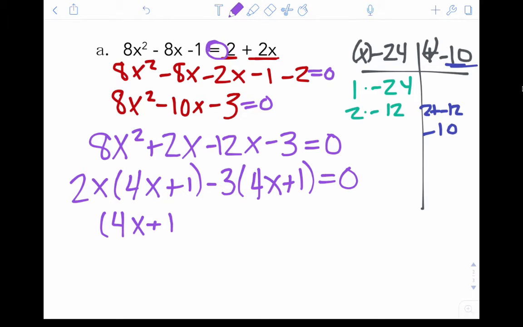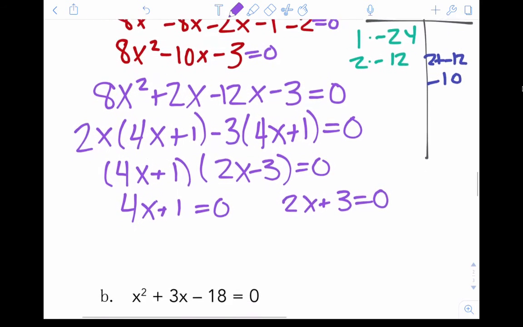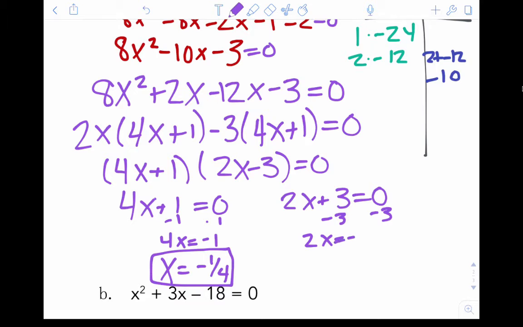So I have 4x plus 1 times 2x minus 3, that's equal to 0. I'm going to set each of those binomials equal to 0, and then I'm going to solve each of them individually. So I'm going to subtract a 1 over, so I have 4x equals negative 1. And I'm going to divide by 4 to get x equals negative 1/4. And then I'm going to do the same thing over here. I'm going to subtract a 3, so I get 2x equals negative 3. I'm going to divide by 2 to get x equals negative 3/2.